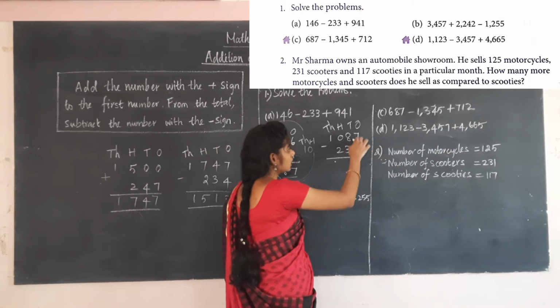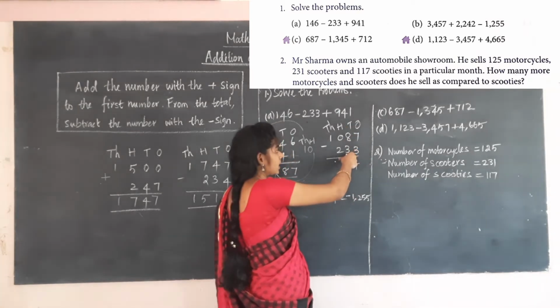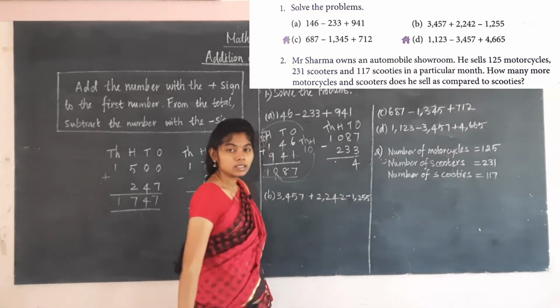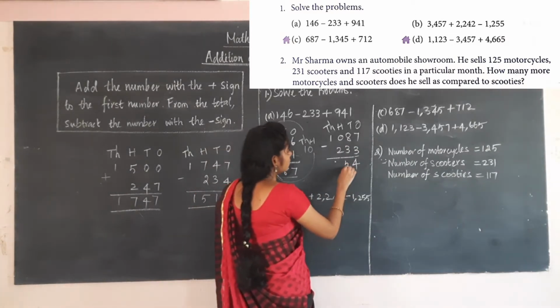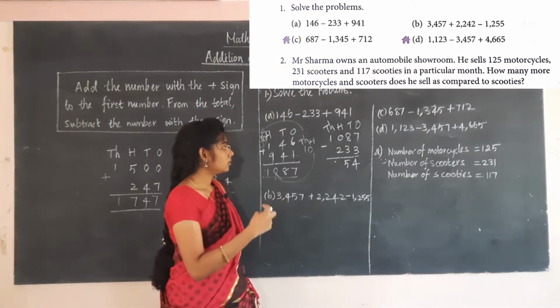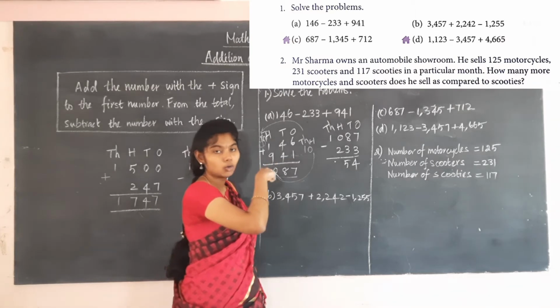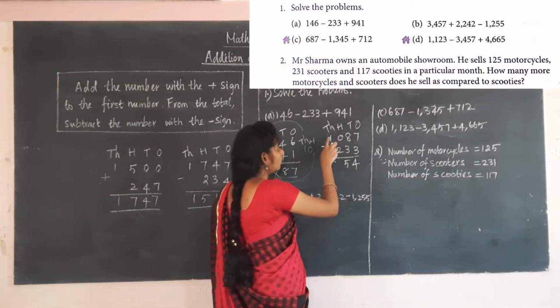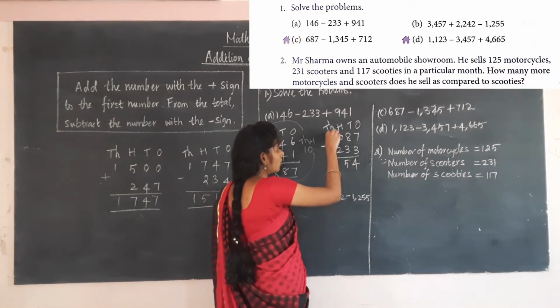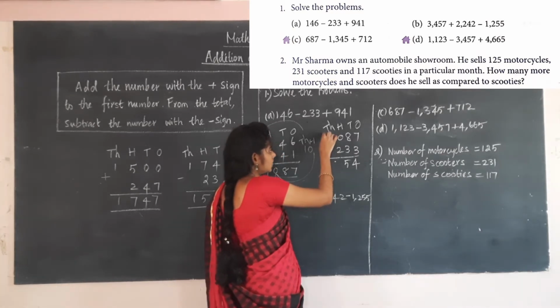7 minus 3 is 4. And next to the ones place, you have to subtract the tens place number. 8 minus 3 is 5. So write 5. 0 minus 2. You can't subtract 0 minus 2 because 0 is the smaller number. So you have to borrow. To borrow, you have to take from the thousands place number.